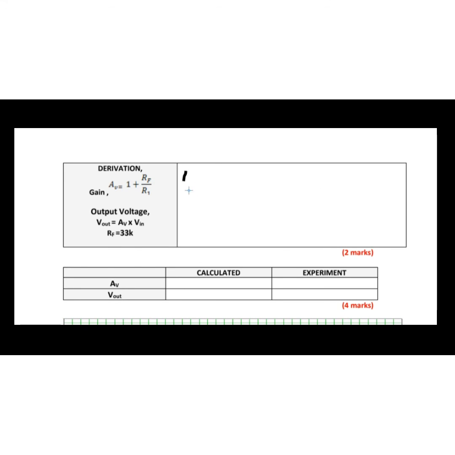Now is the calculation for 33k. AV equals 1 plus 33k divided by 1k and we get 34. And for the V out is 34 times 1 volt and we get 34 volts.